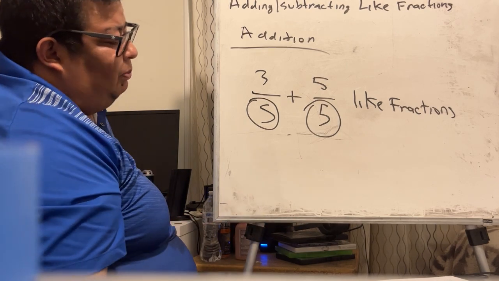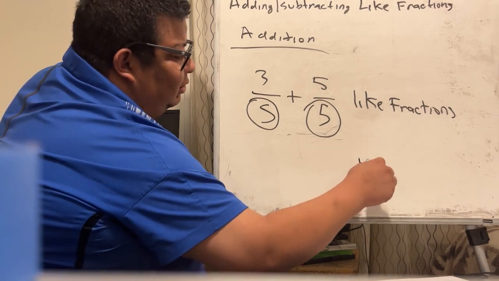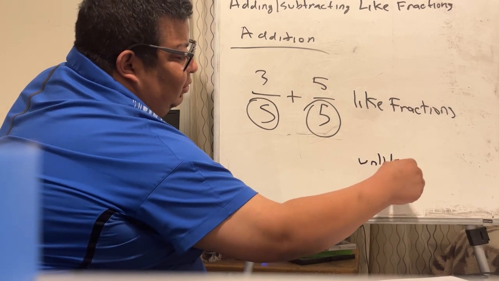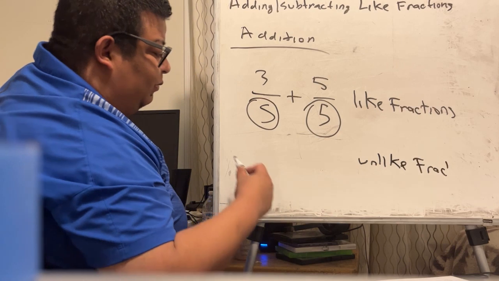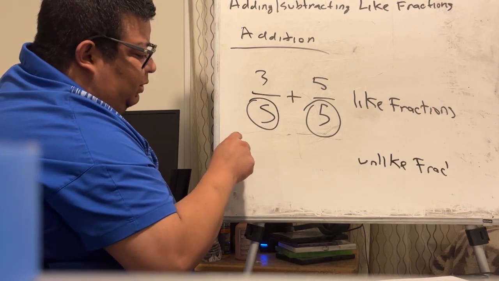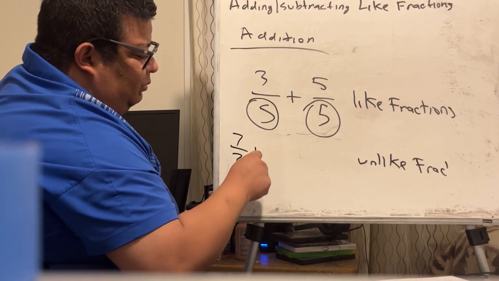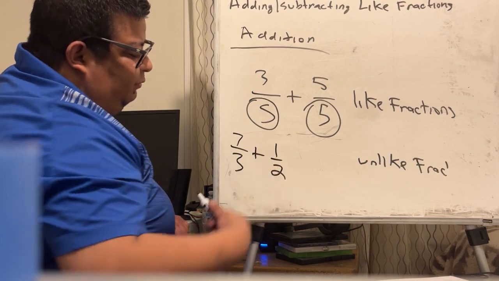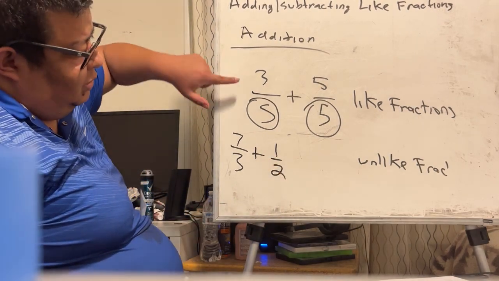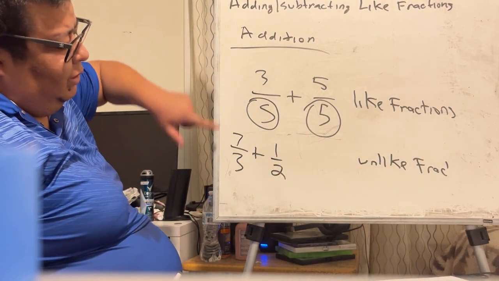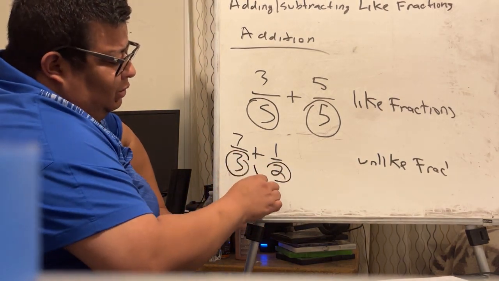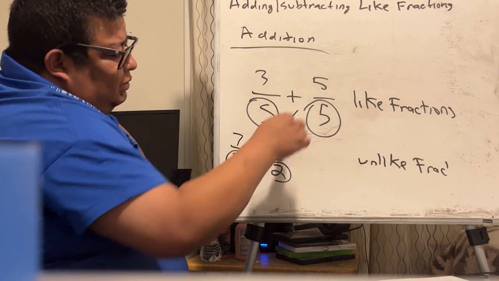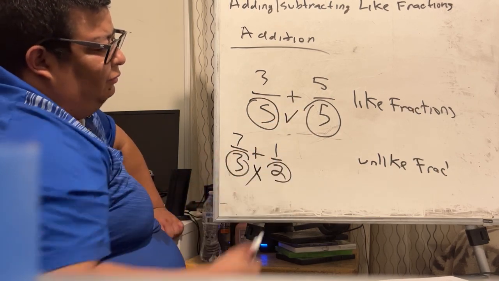So let me give you an example of something that is an unlike fraction. An unlike fraction is going to be like this: 7/3 plus 1/2. What's the difference between this one and this one? Well, here we have a 2 and a 3, which is not the same, but here they are the same. So that's the difference.